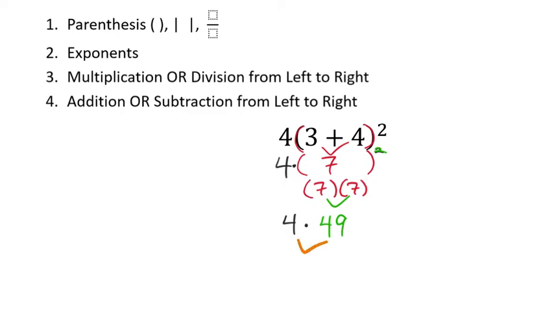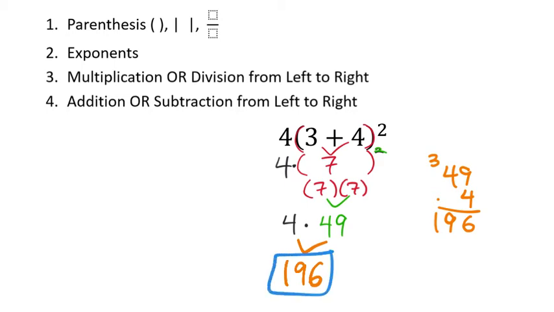Let's see, 4 times 49. Let's go and stack that over here on the right. Just multiply these. 9 times 4 is 36. Carry the 3. 4 times 4 is 16, but add the 3 makes that 19. So the final product here is 196. And that will be our final answer.